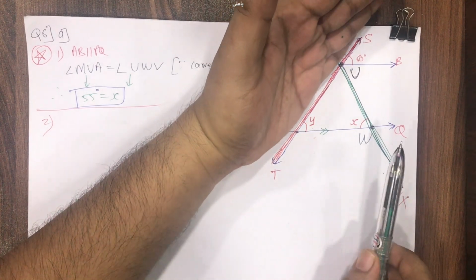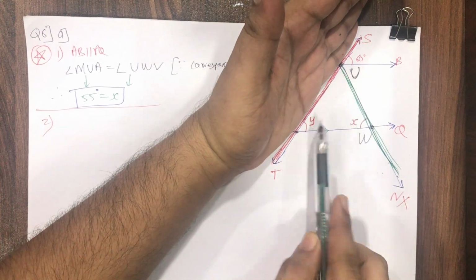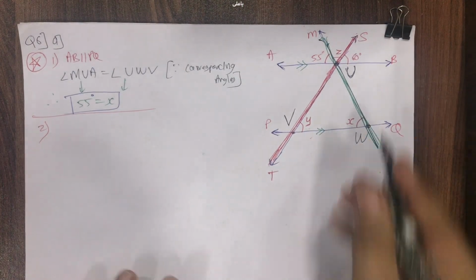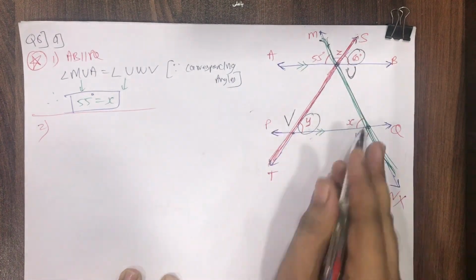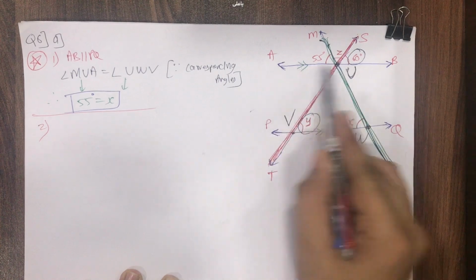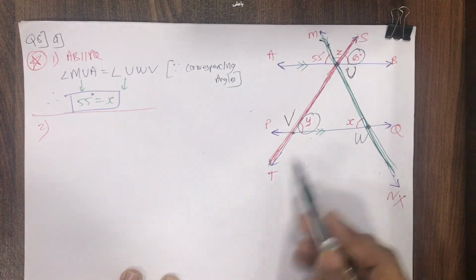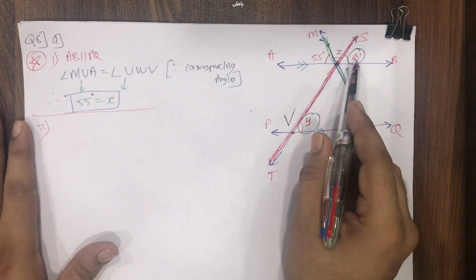Okay, can I say, students, this 60 degrees on the right hand side of the red color transversal, and y is also on the right hand side of the transversal. 60 is above this line AB, and y is also above this line PQ. So this 60 is equal to y. Reason, corresponding angles.